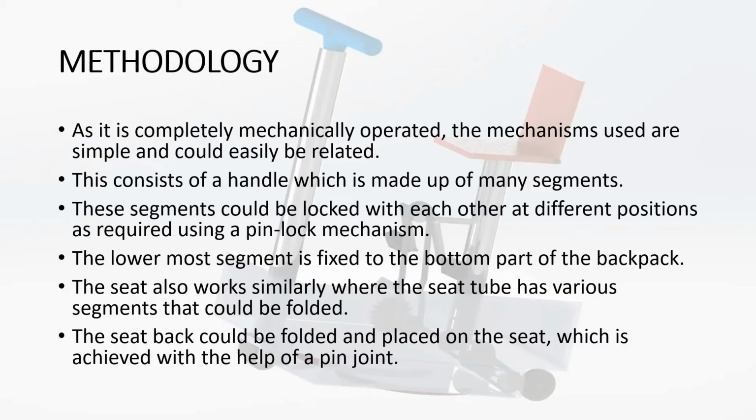The seat back could be folded and placed on the seat itself. Like the place where we lean could be folded and placed on the part of the seat where we sit. And this could be compressed along with the rods, and it again meets the upper part of the backpack.